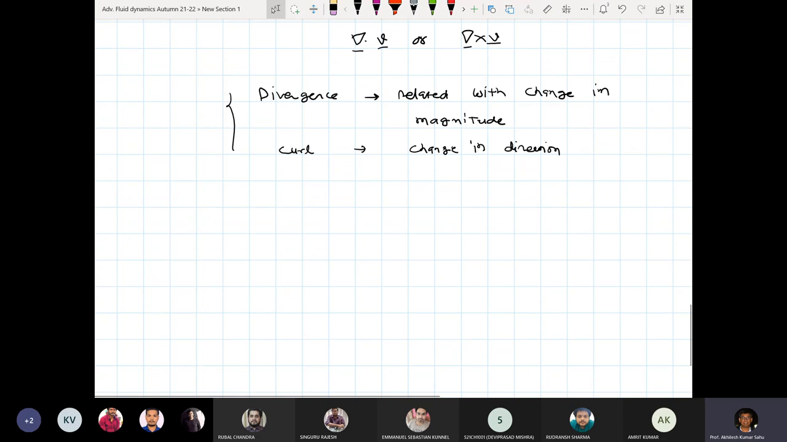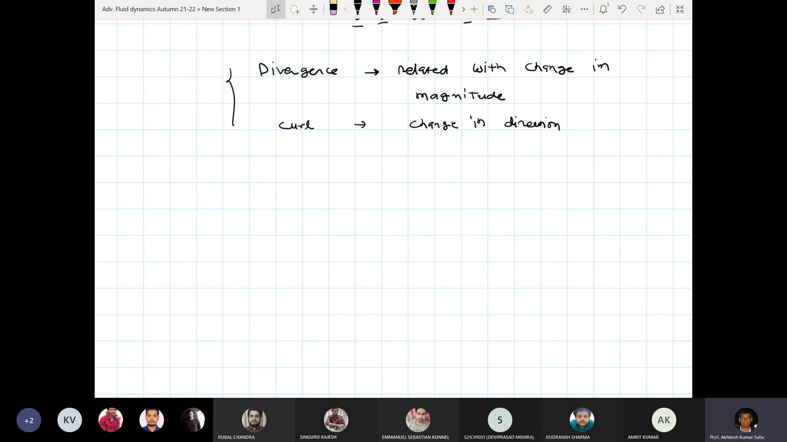To give you a little more about the divergence, let's say I'm observing the divergence of a velocity field. So velocity is my vector function. To visualize the divergence, let's say there is some flow going on. There is some flow field, fluid is flowing.